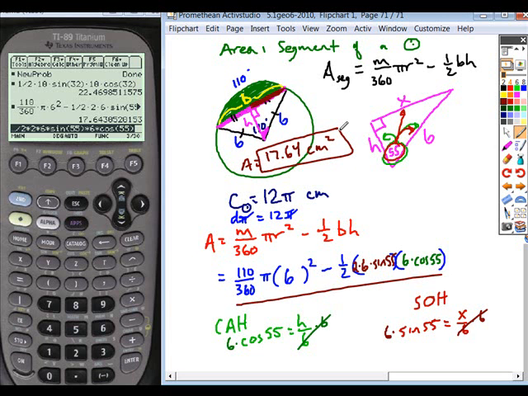Why is this a 2? Because when I found my x value, it's just this piece, half of that base, so I have to double it to get the whole base b. All right, other questions on that?